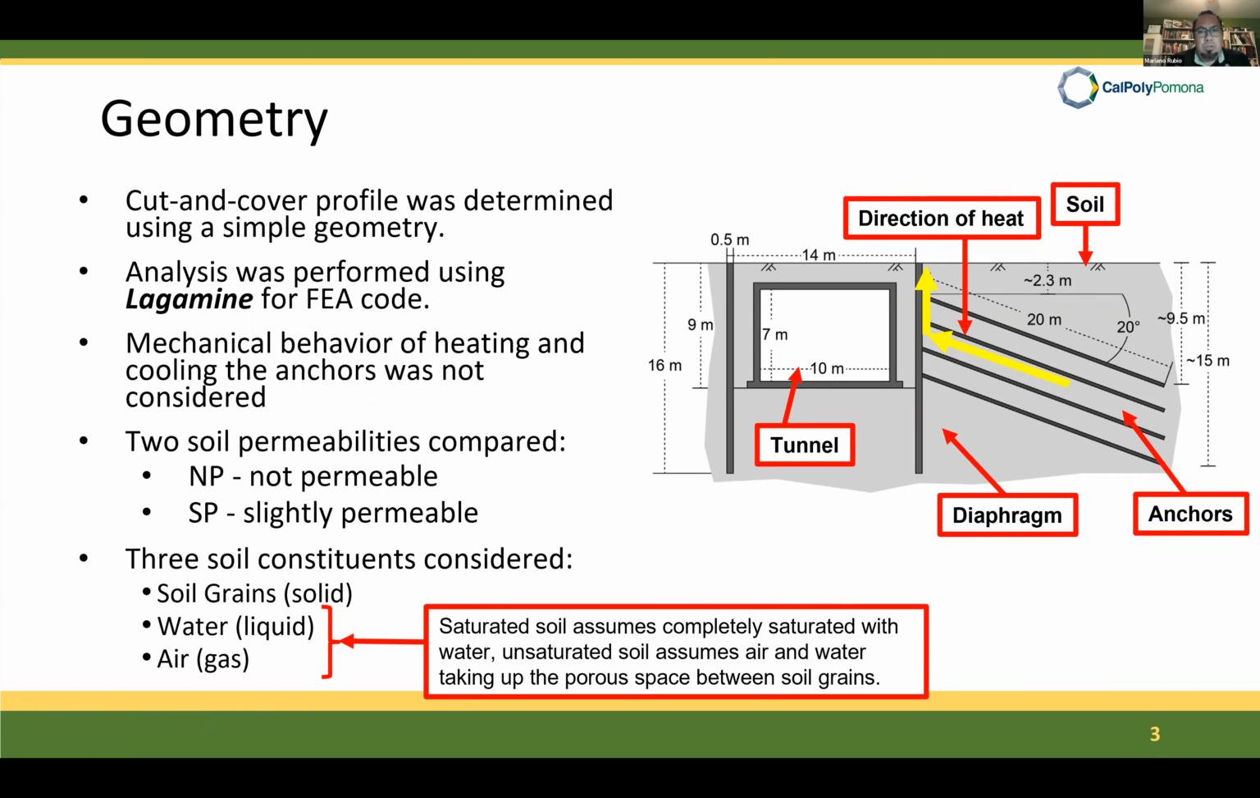And of course, the soil had to be analyzed. And so there were two permeabilities compared with soil. It was the non-permeable, slightly permeable soil. And the constituents included the soil grains, the liquid and the gas between the soil grains. And two types of soils were analyzed: saturated, which had a full saturation of water, and unsaturated soil, which had some air with the water. And this was determined by the water table level, which pushed water into the soil.